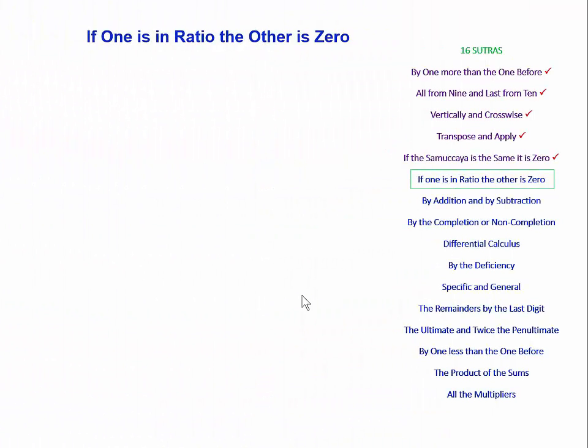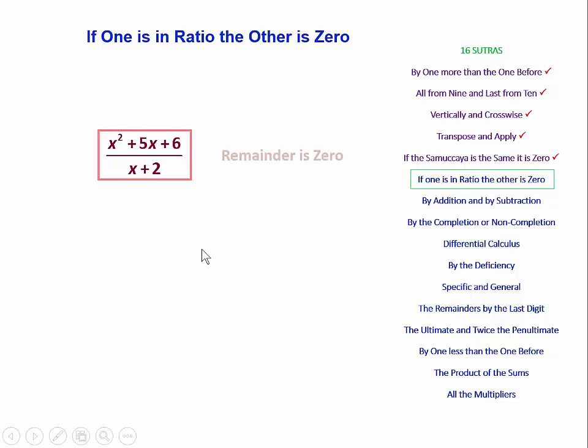If one is in ratio, the other is 0. Anurupye shunyam anyat. And this comes up when we've got a division like this, a quadratic divided by a linear term, in which it actually cancels out because x plus 2 is a factor of the numerator. And so we can say 1 is in ratio, the x plus 2 is in ratio, and therefore the remainder is 0. And the same thing applies in the numerical case as well.